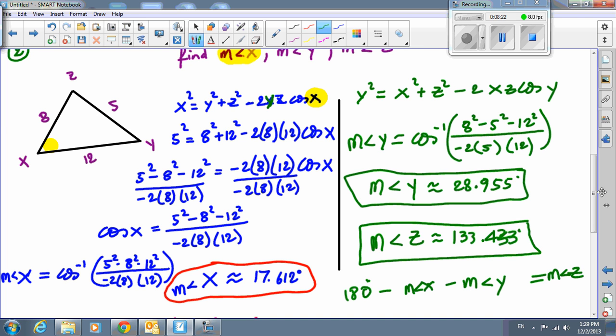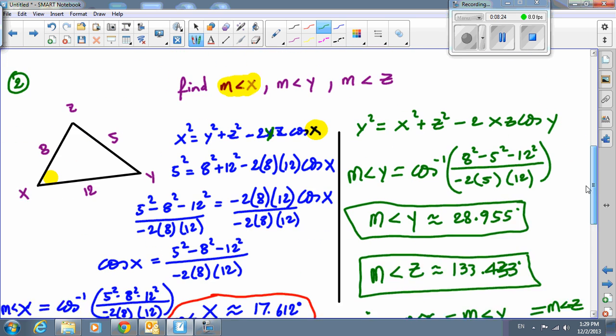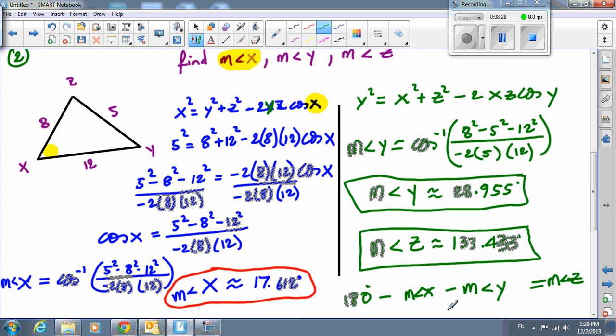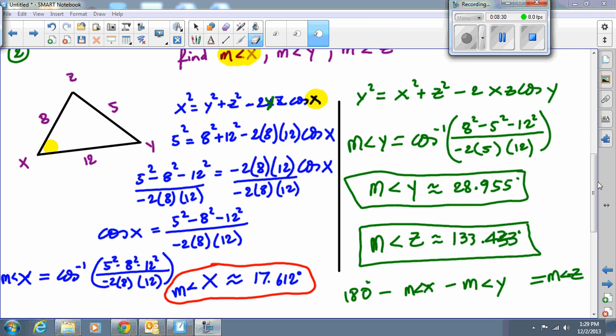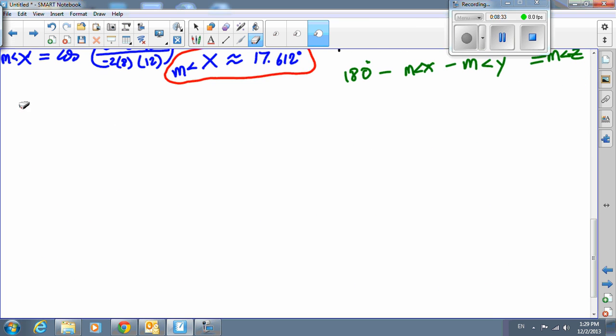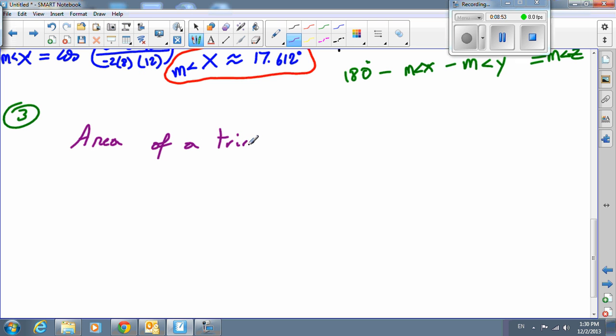All right, let's go ahead and do one last example, example number 3. I will first start by having a triangle again, but this time we will be looking for the area. To find the area of a triangle, let's call any triangle, we know that A is equal to base times height over 2.